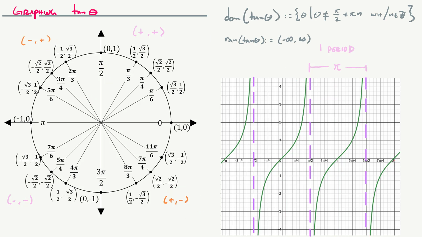So the domain of the tangent function is you can plug anything you want into it except for these pi over 2 increments. So the way that I said it was set builder notation here. Theta, it's all theta values, right?